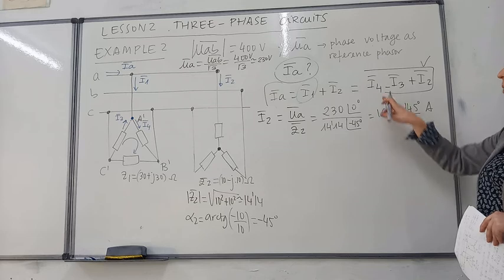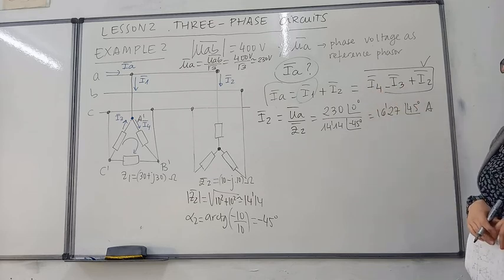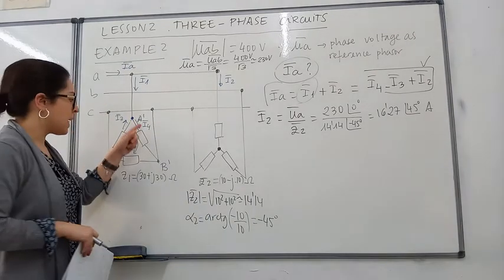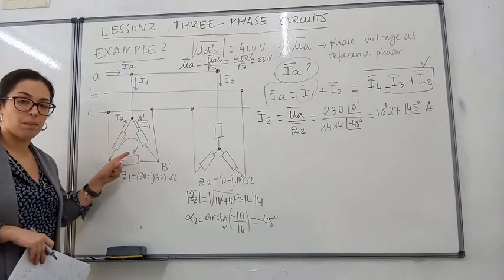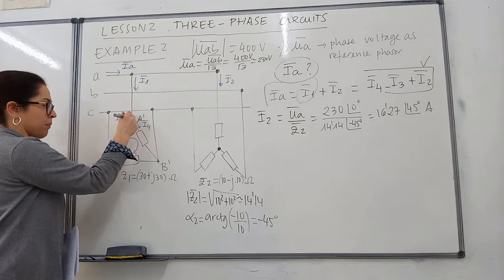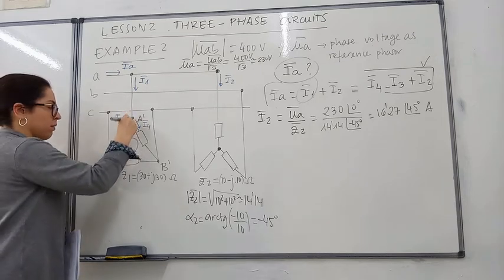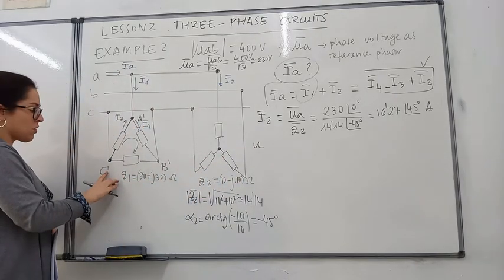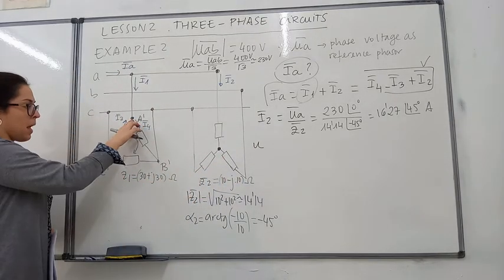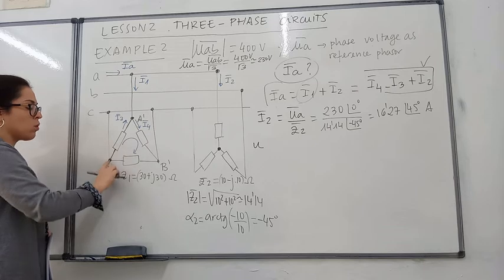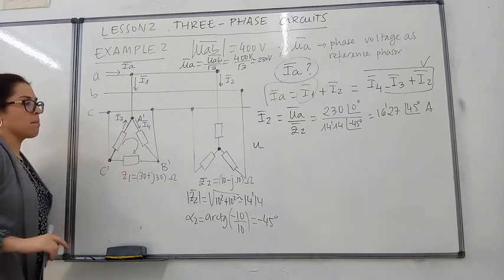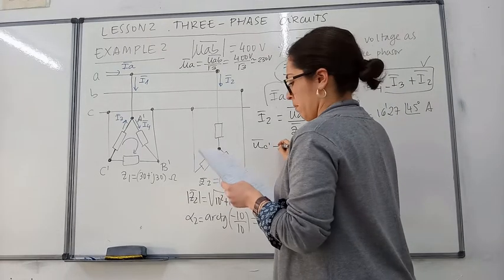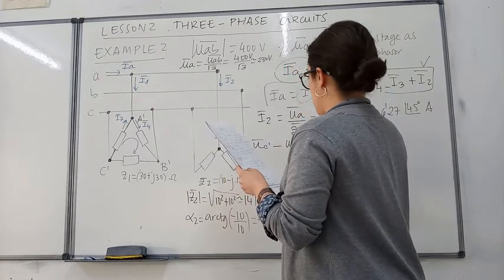Now we need to obtain currents 4 and 3. So the problem with these currents is that they are the currents flowing in the sides of this triangle. Let's start with current 3. In this side of the triangle, what is the difference in potential? Well, I have named the nodes as C prime and A prime. So the voltage would be UC prime minus UA prime.